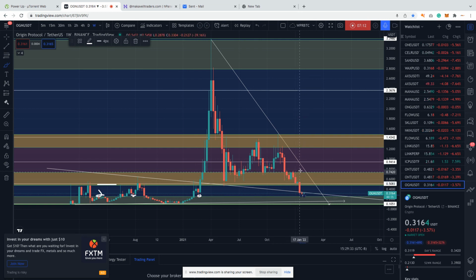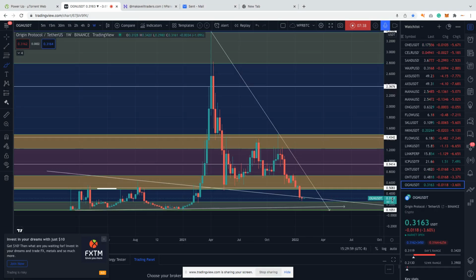So here's the thing: the previous broken support becomes a resistance. Now, in price action, support and resistance are constantly breaking, and you must understand that once they break, the previous support becomes a resistance, and the previous resistance becomes a support. So in the weekly chart, what I am saying is that price is still within a good range.